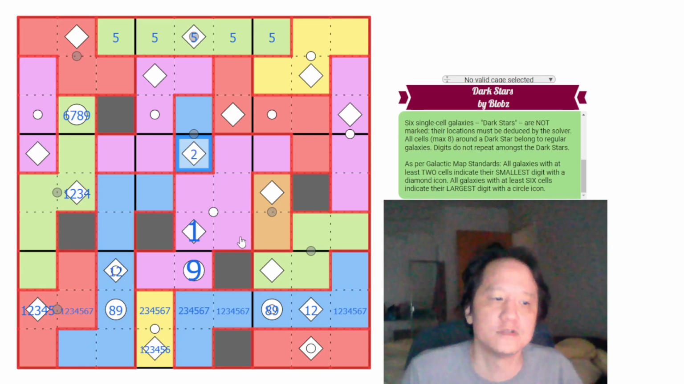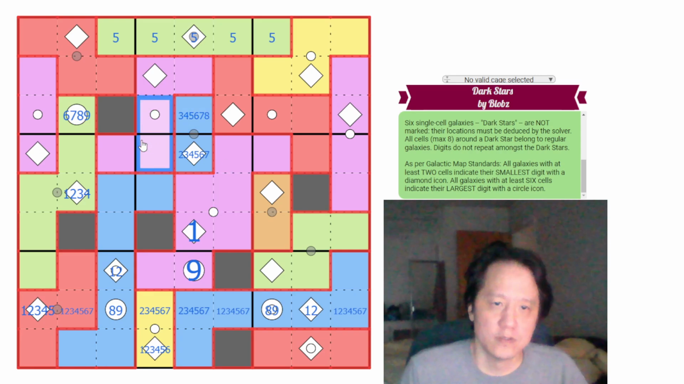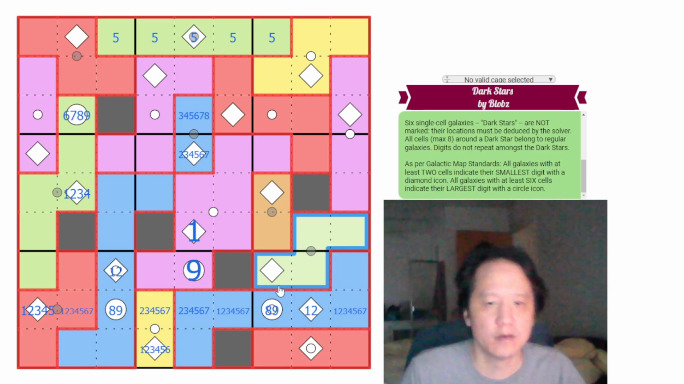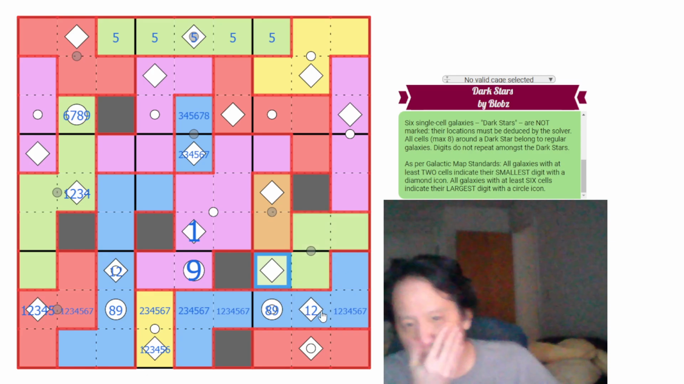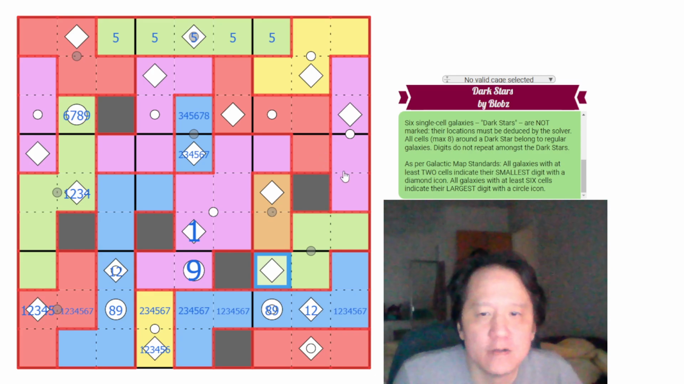Okay, so this is 2, 3, 4, 5, 6, 7. This is 3, 4, 5, 6, 7, 8. This is non-Renban. This is Renban. This is Renban. The dark stars. Does that tell us anything? Not really.